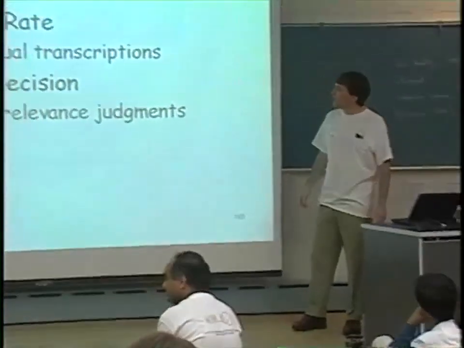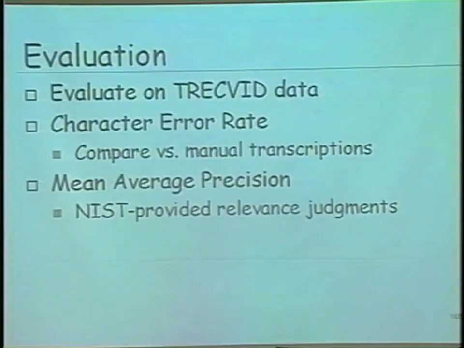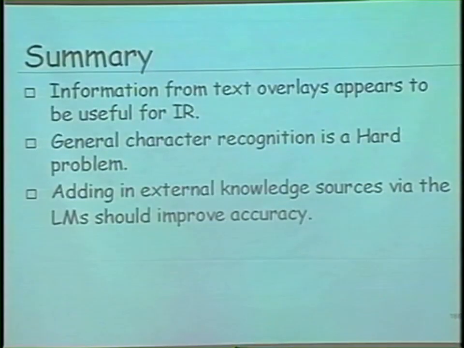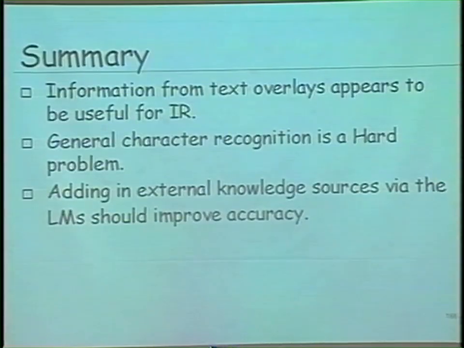So evaluation is pretty simple. I can use the TrekVid data, character error rate to compare the performance of my OCR system versus my manual transcriptions. And then mean average precision, I can drop into a retrieval context and see if it helps for an overall system. I've heard that's been done before and it worked well, so hopefully with better video OCR it works better, and we have relevance judgments for that. So in summary, information from text overlays appears to be useful for video retrieval. The general character recognition problem is really hard, but by constraining it to overlays and by throwing in external knowledge sources, I think we should be able to improve accuracy.